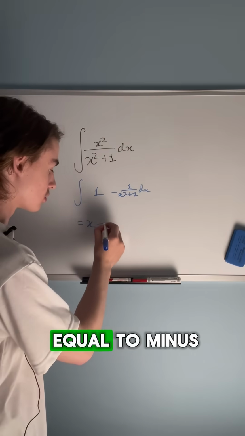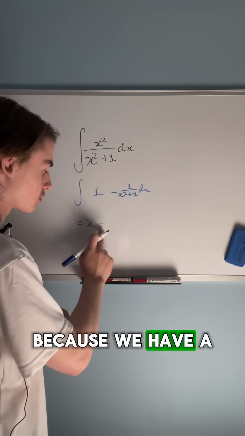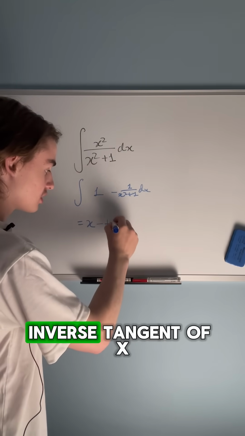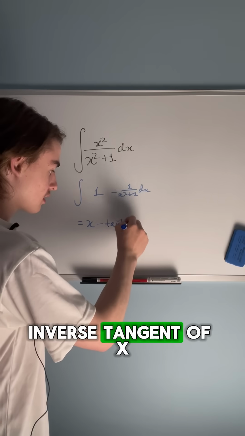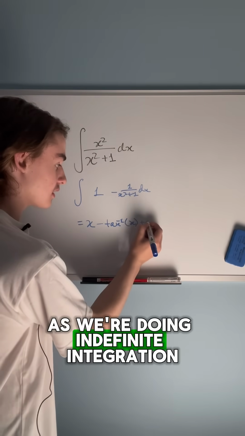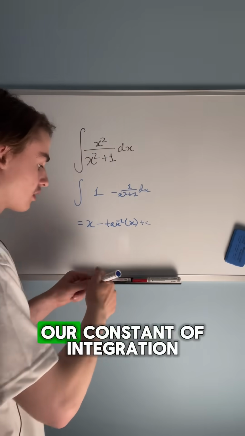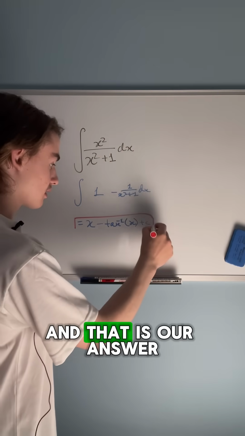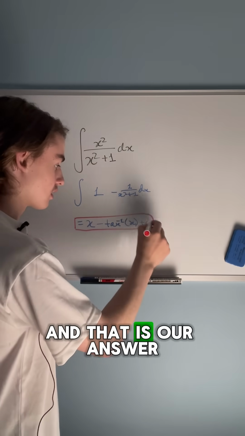But this is just equal to minus, because we have a negative sign there, inverse tangent of x. And then, of course, as we're doing indefinite integration, we have to add our constant of integration. And that is our answer.